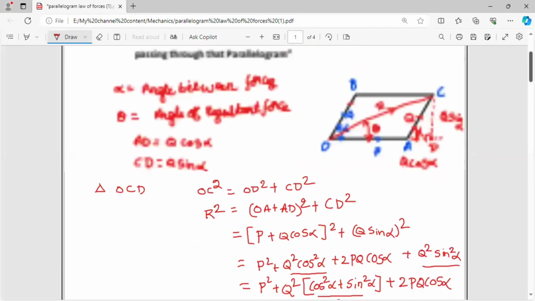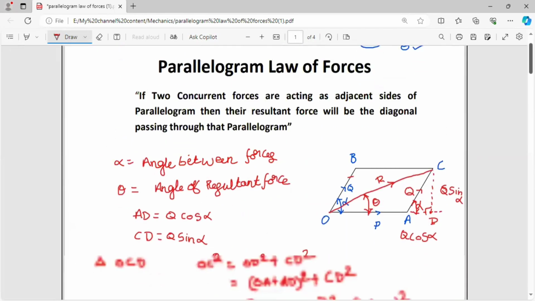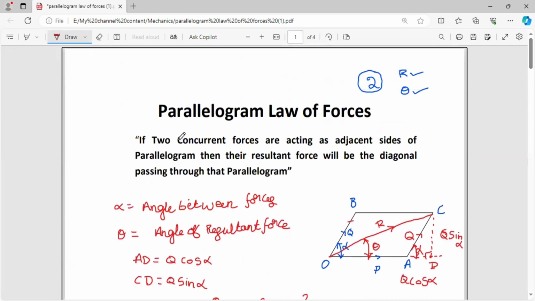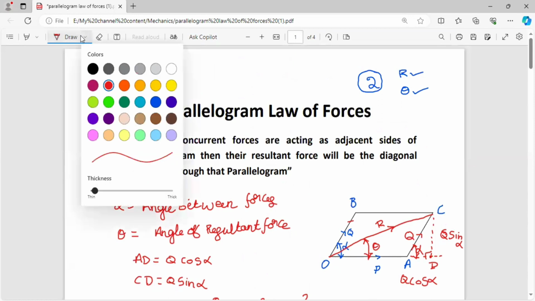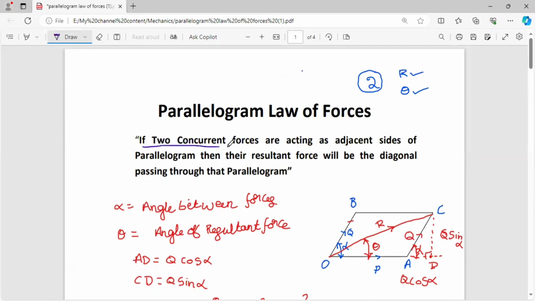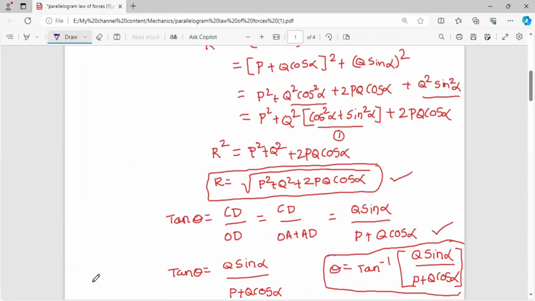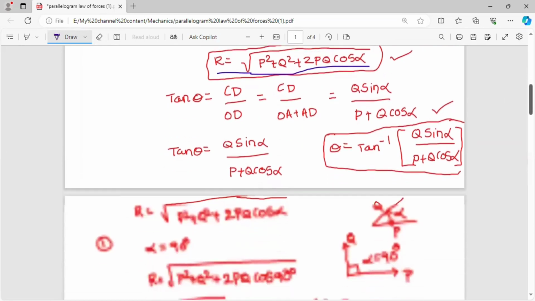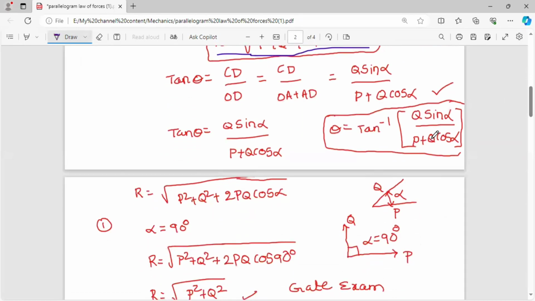For the JNTU Kakinada syllabus also, this derivation can be helpful. You can remember this entire concept for the competitive examination point of view like this. The statement: if two concurrent forces are acting as the adjacent sides of a parallelogram, then the resultant force will be the diagonal passing through that parallelogram. The magnitude of the resultant force is R equal to square root of P square plus Q square plus 2PQ cos alpha, whereas the direction is theta equal to tan inverse of Q sin alpha by P plus Q cos alpha.